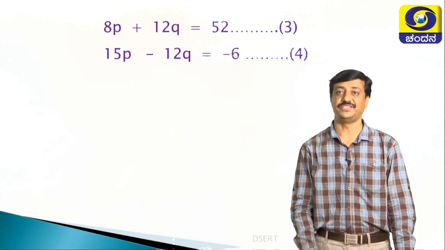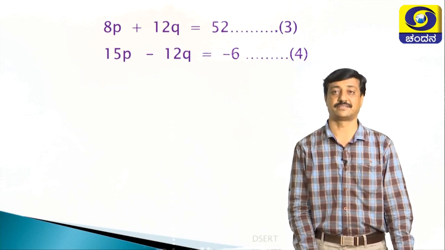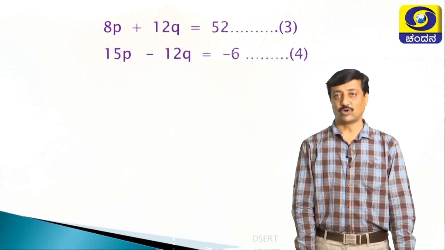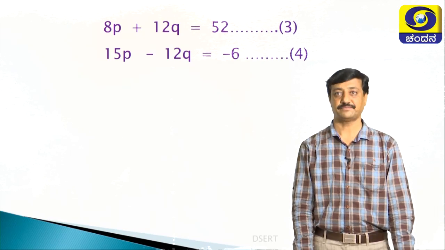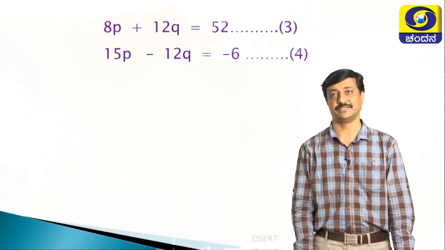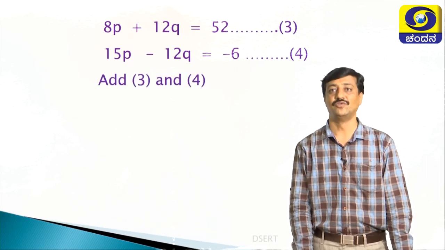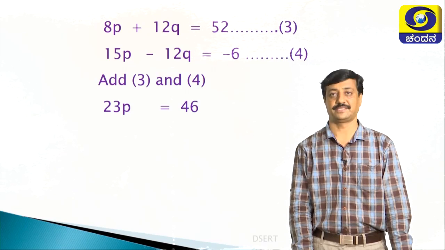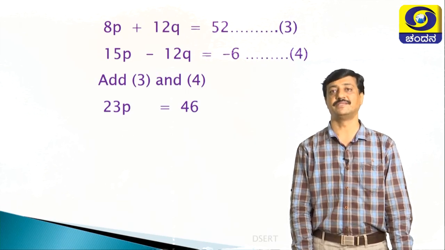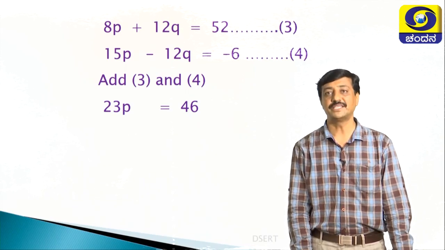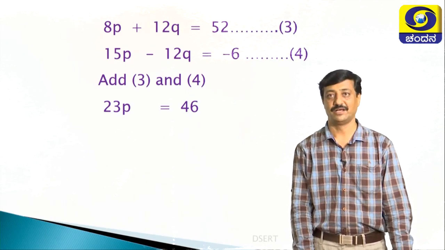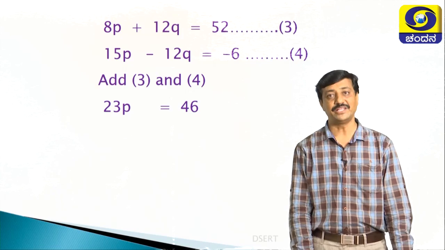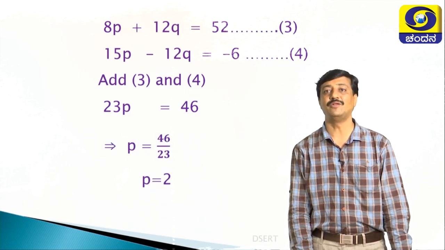Now look at the coefficients of q. Are they equal? Yes. Numerically the coefficients are equal with opposite sign. If the coefficients are equal with opposite sign, we are going to add both the equations. If you add both the equations, you will get 23p is equal to 46, because 8p plus 15p is equal to 23p. Minus 12q plus 12q cancels each other. 52 minus 6 becomes 46. Now divide by 23 on both sides, you will get p value as 2.